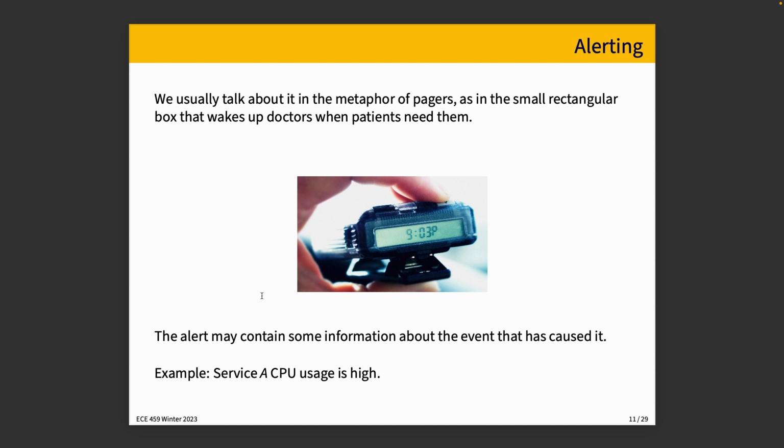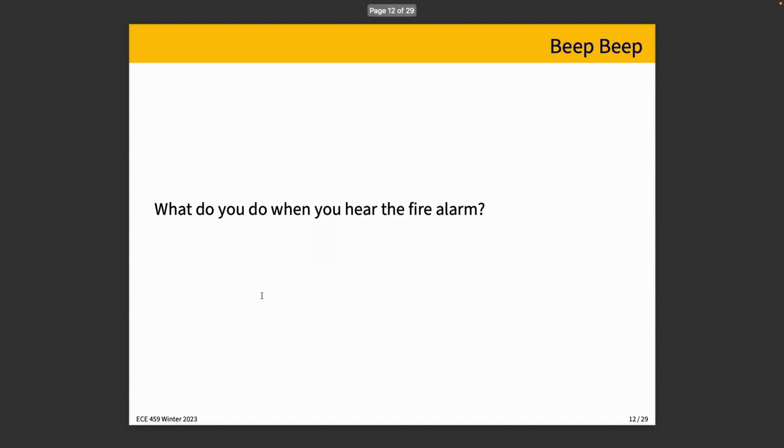The alert may contain some basic information about the event that has caused it, such as telling you service A CPU usage is high, but that's not enough to diagnose usually what's wrong, right? It tells you about the nature of the problem. It tells you this is the situation where the value of this probe exceeds the range that we consider normal, but it doesn't tell you why CPU usage is high, right? It might be normal, it might not be, it might be a problem. We'll find out. Then you go off and you look at the dashboard.